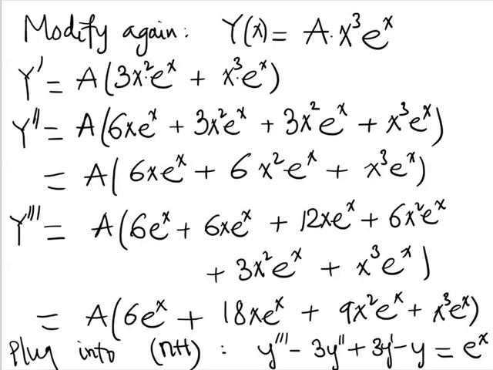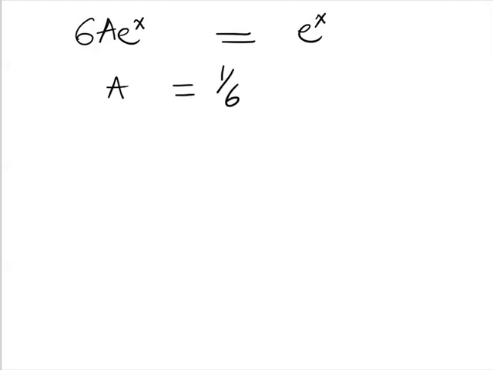Now do all the algebra. It's a little bit tedious to do all the algebra, but it turns out everything cancels out except that we have 6a e to the x left, and on the right hand side we have e to the x, so we can solve a equals 1 over 6.